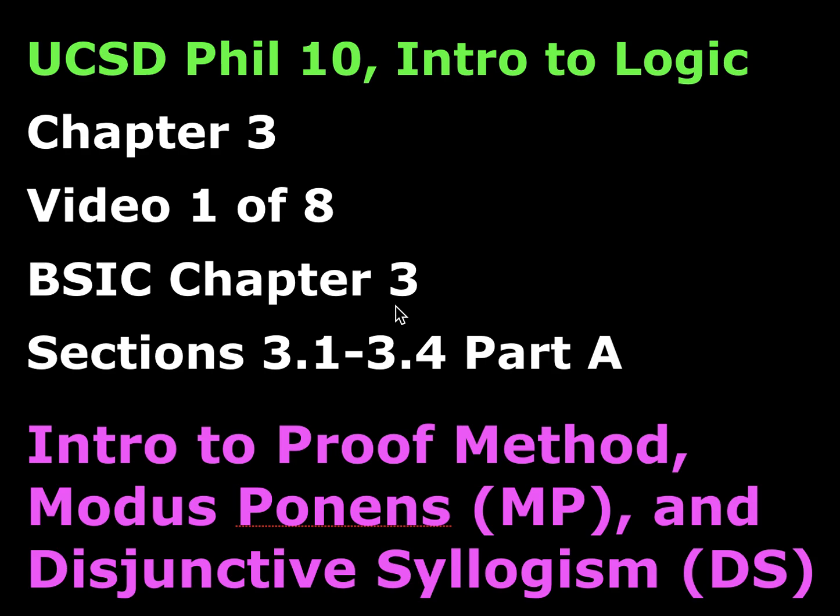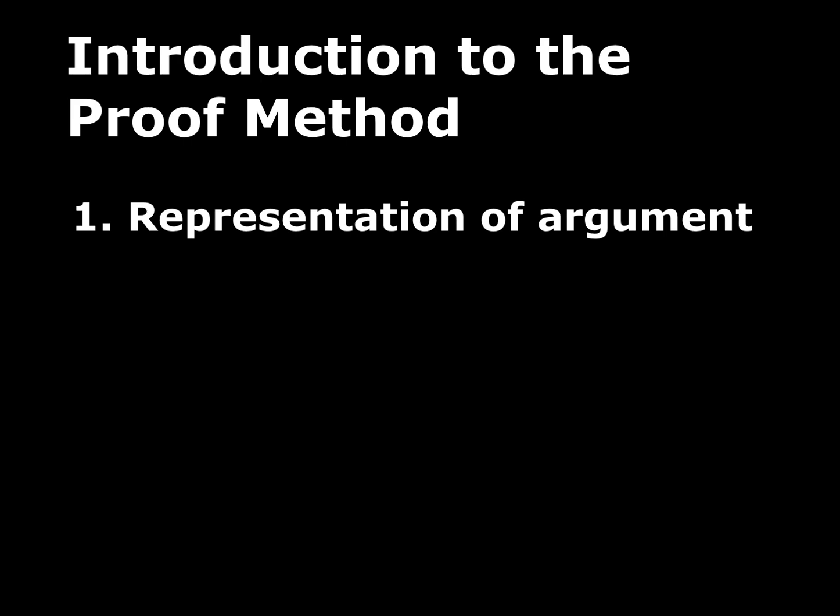So in this video, I'm going to just basically introduce the proof method and then also introduce two rules, Modus Ponens and Disjunctive Syllogism, and work through a few examples of those. So the first thing that is going to be a little bit different from what we did in Chapter 2 is we're going to represent arguments slightly differently.